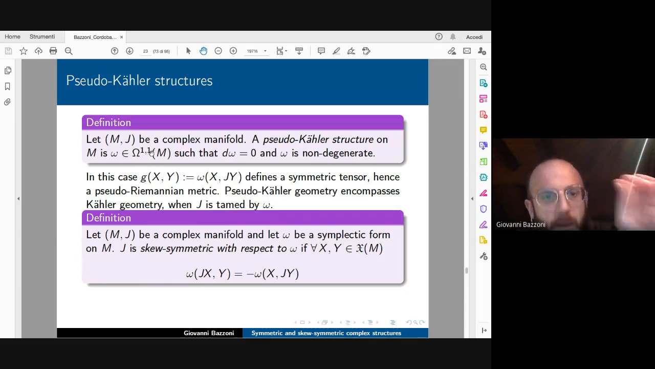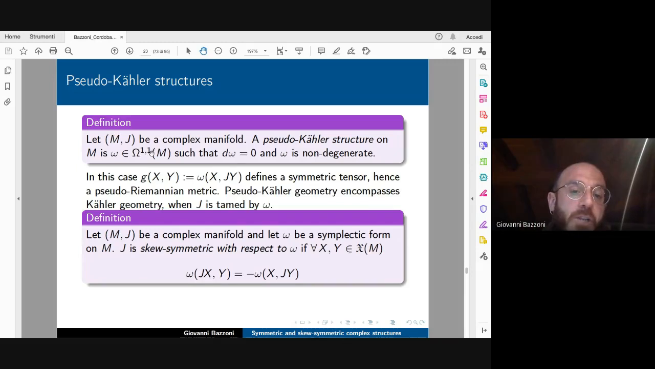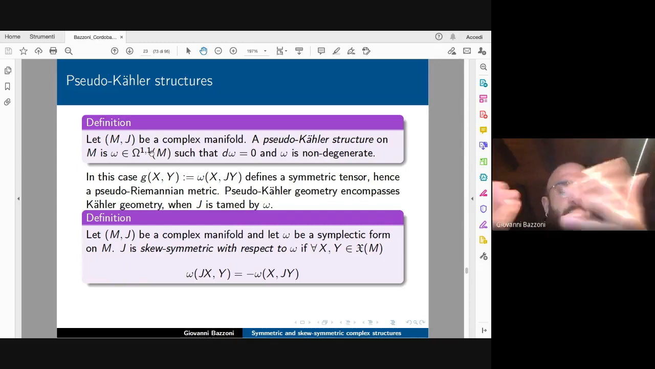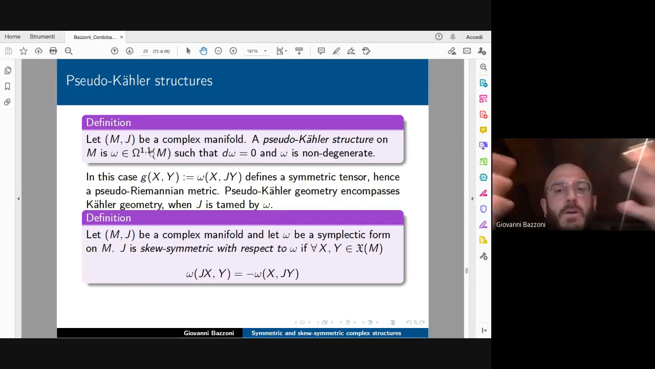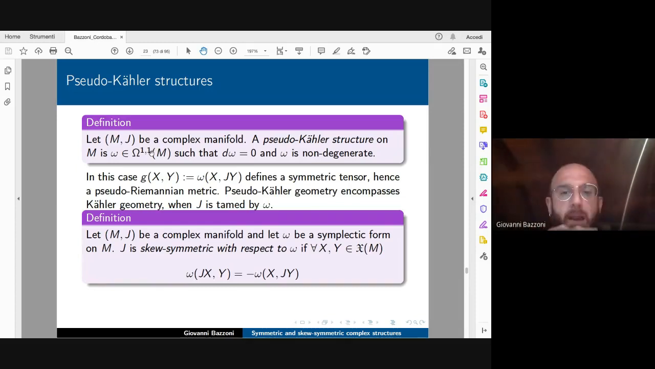Okay, so according to what I say in this definition, if you have a complex manifold (M, J) and you have a symplectic form on M, you call J skew-symmetric with respect to omega if whenever you pick x and y, then omega(Jx, y) is minus omega(x, Jy). It's pretty much like symmetric, but with the minus sign, reminiscent of skew-symmetric or skew-adjoint endomorphisms with respect to inner products on vector spaces or manifolds.